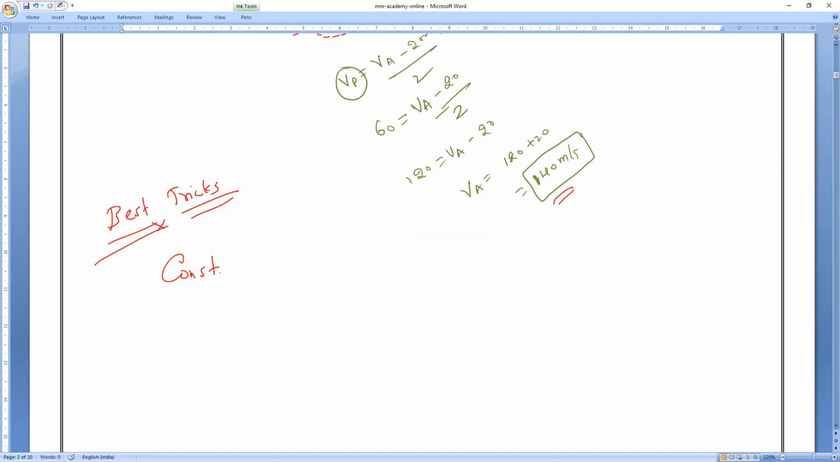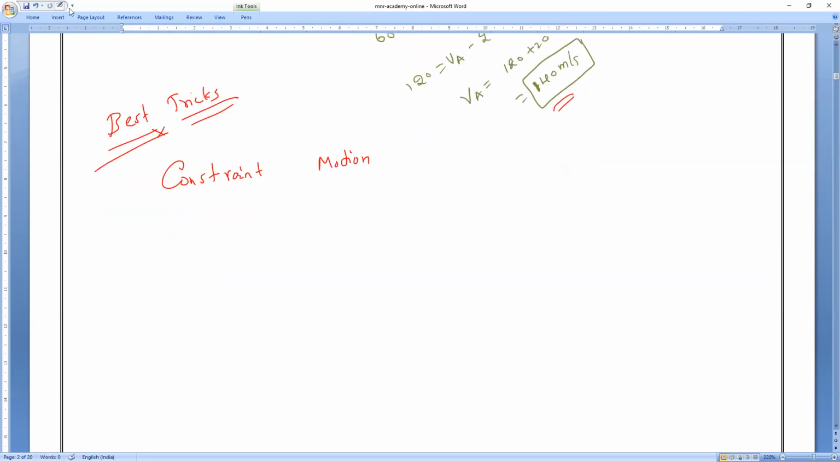Constraint motion means, we all know, a body is particularly guided. There is a condition: you go in this direction, you go in this direction. The body can go in any direction, but we are applying the condition that you go with this velocity, you travel this much displacement, you go with this acceleration. That is why constraint motion means we are putting a condition on the motion of a body. That is the meaning of constraint motion.